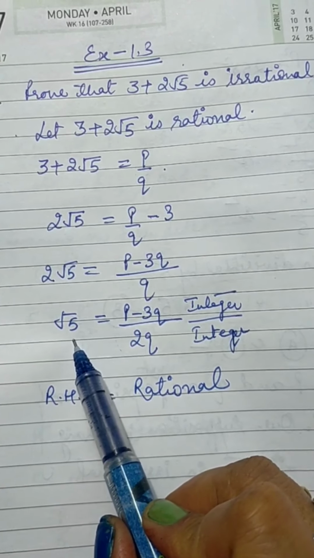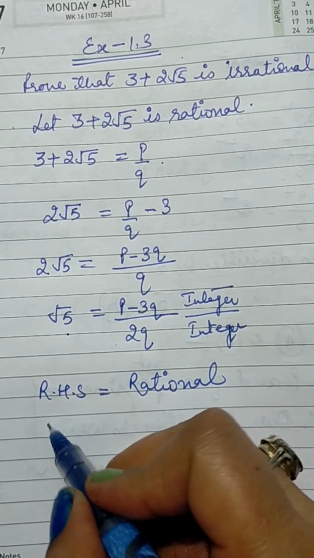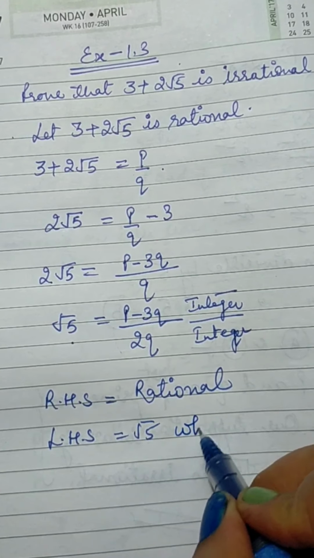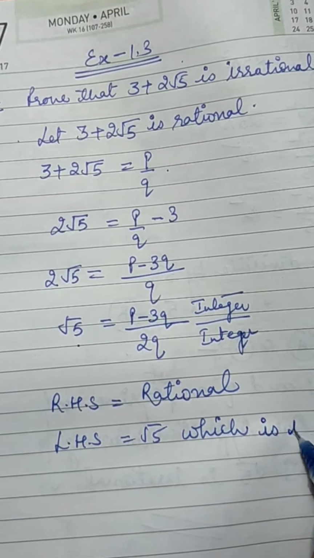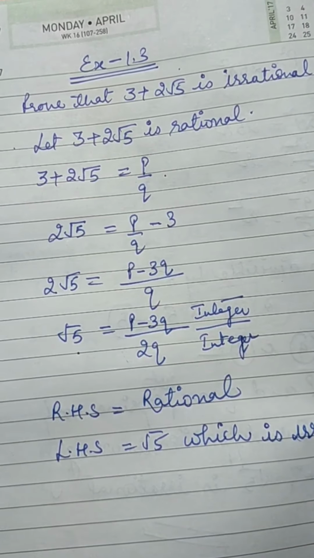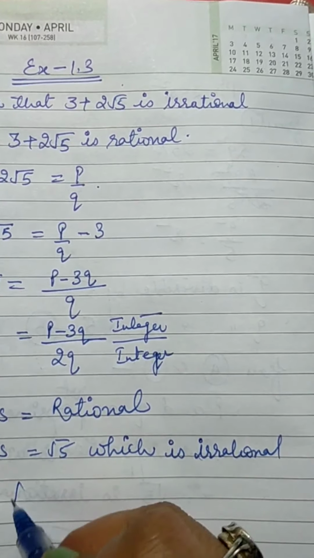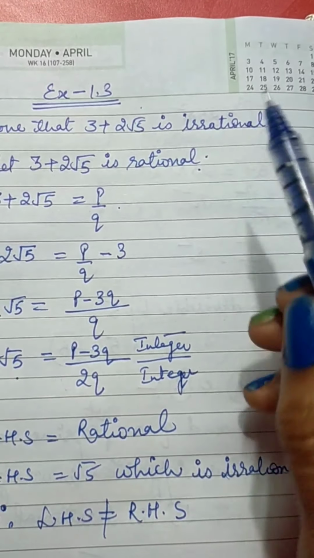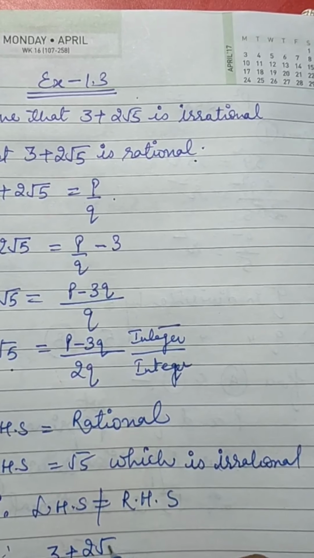whereas the left side, that is root 5, we have just proved that root 5 is irrational. So the left side is irrational. Therefore the left and right sides are not the same. Hence our supposition is again wrong. We have considered it to be rational, but it is irrational. Therefore 3 plus 2 root 5 is irrational.